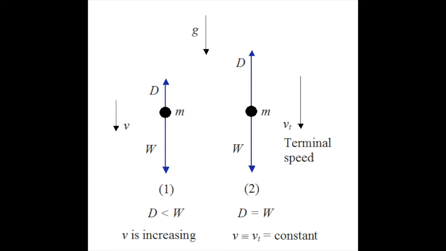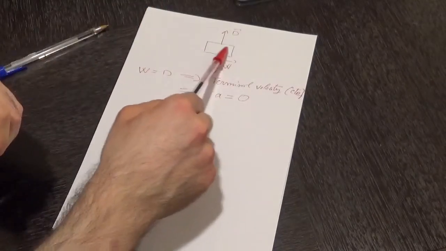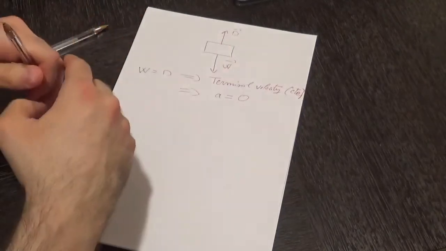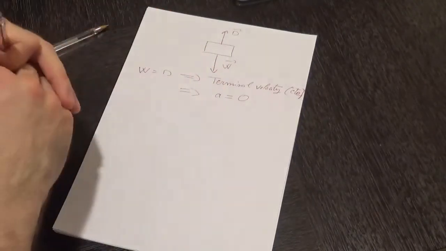And moreover, the acceleration of that skydiver now is equal to zero. He's no longer accelerating. So if we have a look at the following brick over here, let's say that that brick is being dropped from a very high altitude. Therefore, there are two forces acting upon that brick.